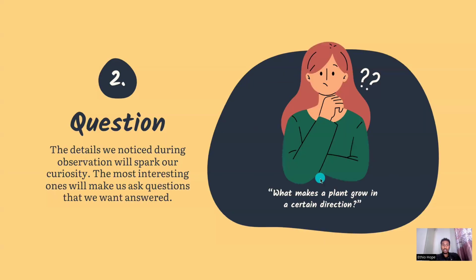The next step: once you observe, curiosity takes over. We start asking, right? Why is this happening? For our plant, we might ask what makes a plant grow in a certain direction. A good scientific question has to be testable. So instead of asking, do plants like the sun, which is too vague, we ask something measurable like, does the direction of light affect the direction of plant growth? That's a question we can actually test within our experiment, right? So here, your question will be what makes a plant grow in a certain direction, okay? This is your question.